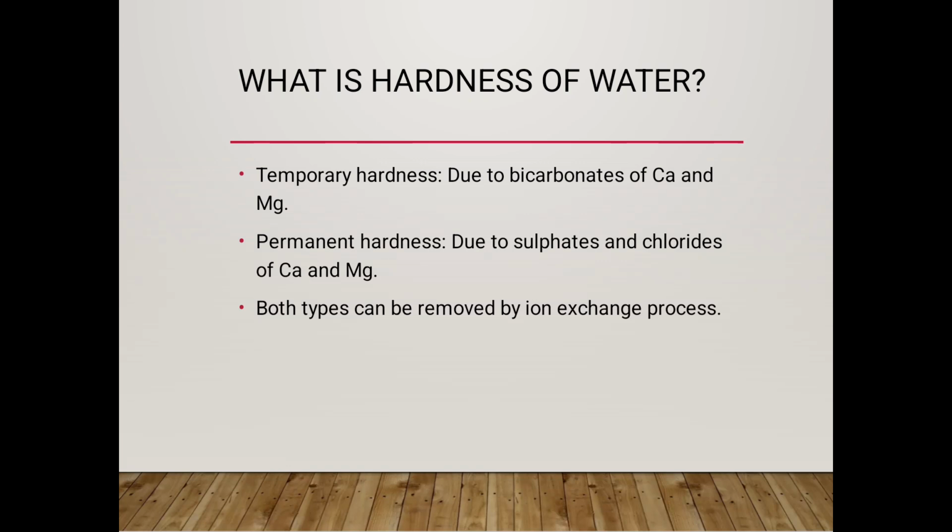Now what is hardness of water? There are two types of hardness: temporary hardness and permanent hardness. Temporary hardness is caused by bicarbonates of calcium and magnesium, and this hardness can generally be removed through an easier method. But permanent hardness, which is caused by sulfates and chlorides of calcium and magnesium, is difficult to remove. Both types of hardness, temporary and permanent, can be removed by the ion exchange process.